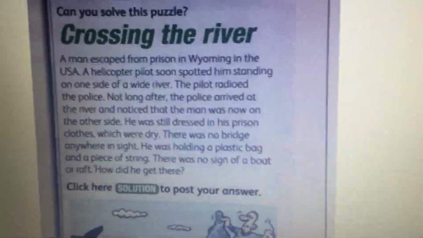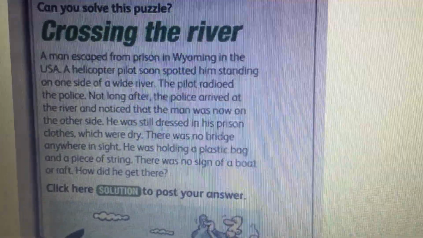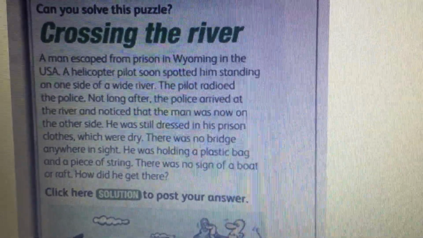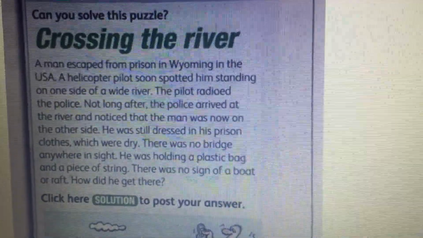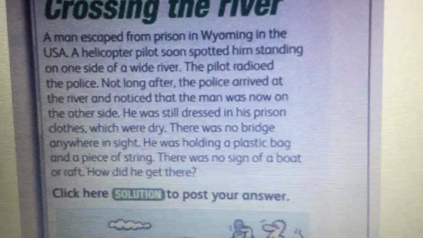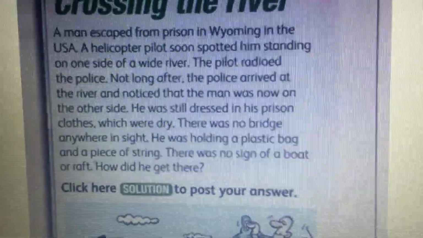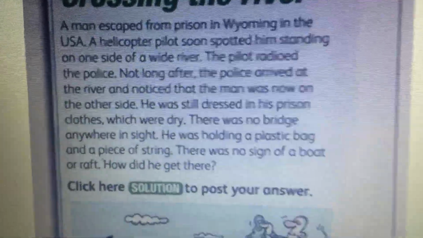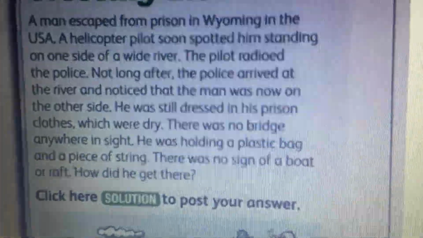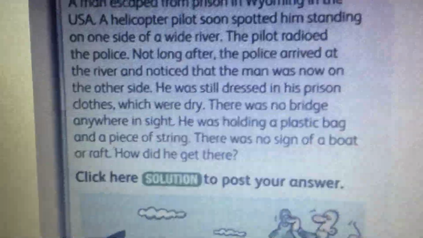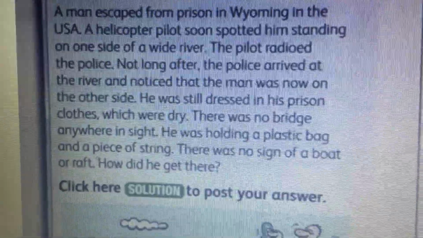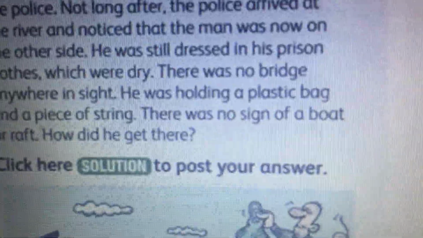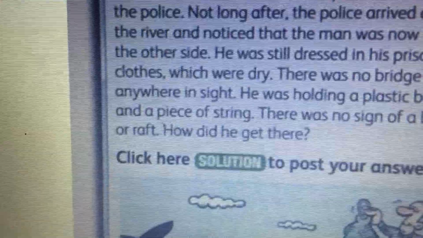Crossing the River. A man escaped from prison in the USA. A helicopter pilot soon spotted him standing on one side of the wide river. The pilot radioed the police. Not long after, the police arrived at the river and noticed that the man was now on the other side. He was still dressed in his prison clothes, which were dry. There was no bridge anywhere inside. He was holding a plastic bag and a piece of string.